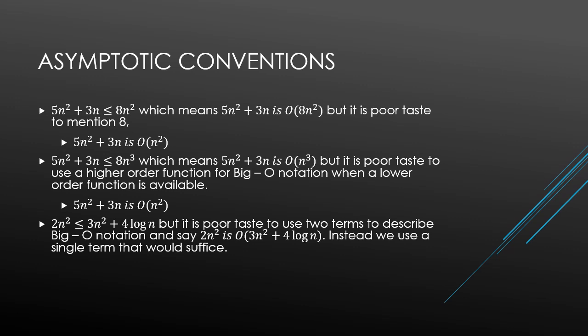2n squared is less than or equal to 3n squared plus 4 log n. But it is poor taste to use two terms to describe big O notation and say 2n squared is O(3n squared plus 4 log n) whole. Instead, we use a single term that would suffice. So 2n squared is O(n squared).